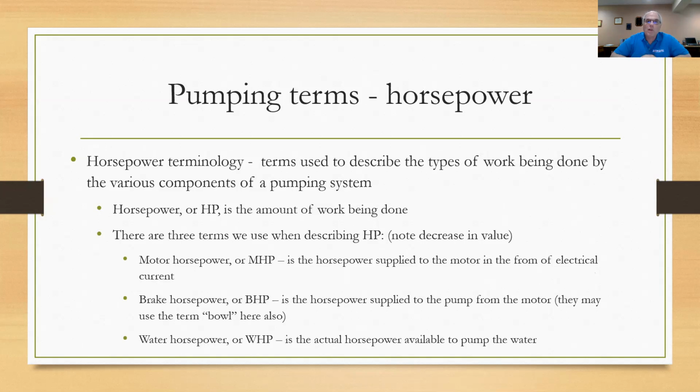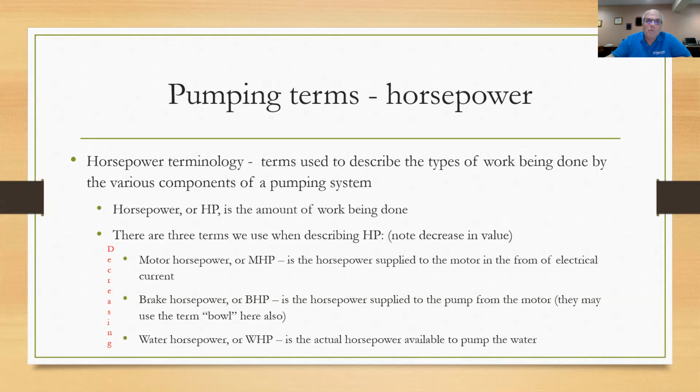So there's horsepower, or HP, that's the amount of work being done. And there are 3 terms we use when we describe the horsepower. We're going to note that these are in decreasing value, decreasing size. The first is the motor horsepower, or MHP. It's the horsepower supplied to the motor in the form of electrical current.